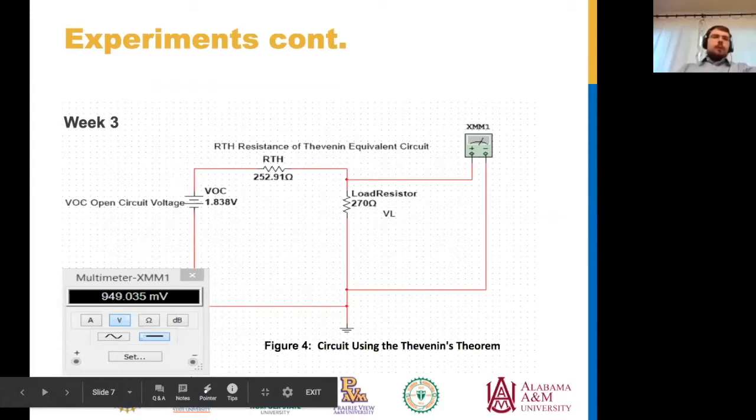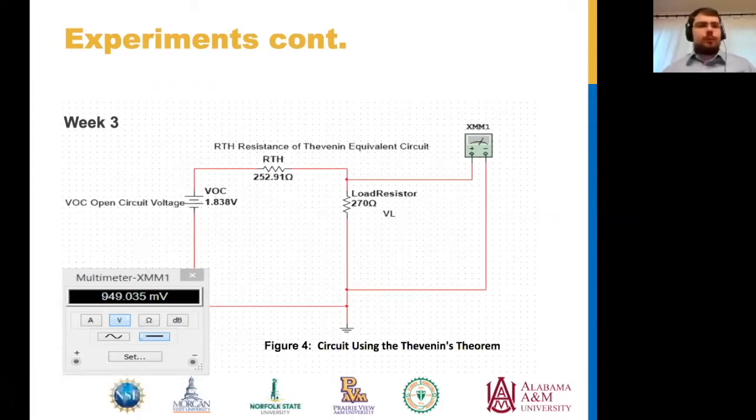So in week 3, we went over Thevenin and Norton equivalent circuits, which is a theorem that at least any linear circuit can be reconstructed in this form with one voltage source and 2 resistors to make it simpler.